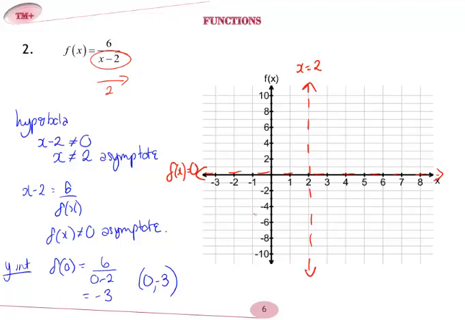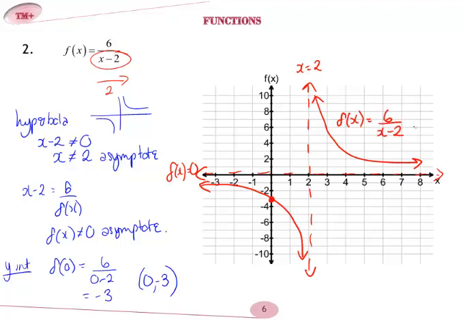Okay, 0, negative 3 is my y-intercept. Now there's no negative out the front, so I know it's a normal hyperbola, and my normal hyperbola just looks like that, but this one's translated. So if I put in that graph, it looks like that. Label it, f of x equals 6 over x minus 2.